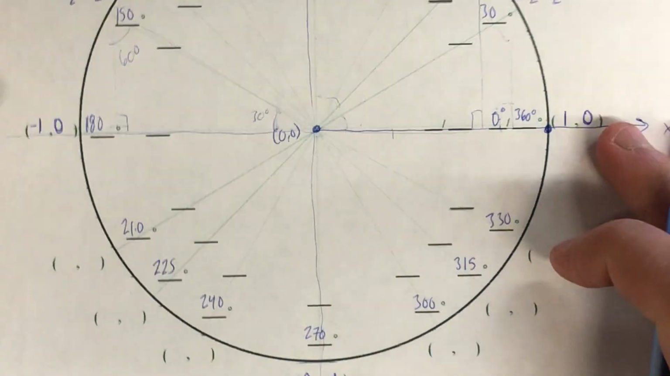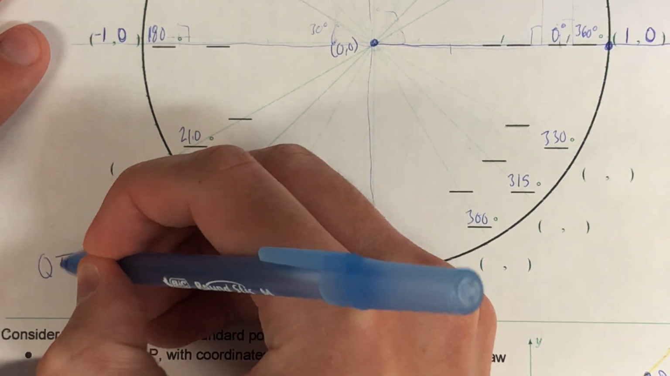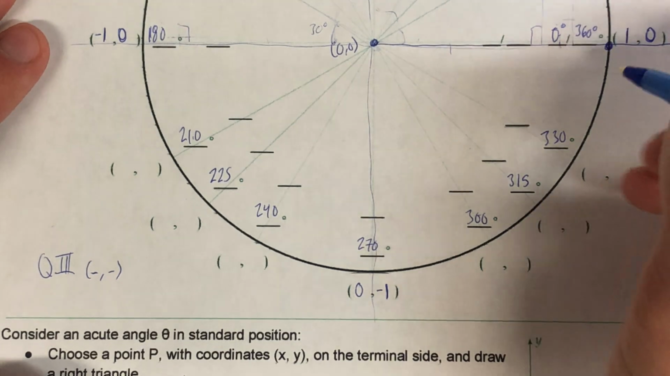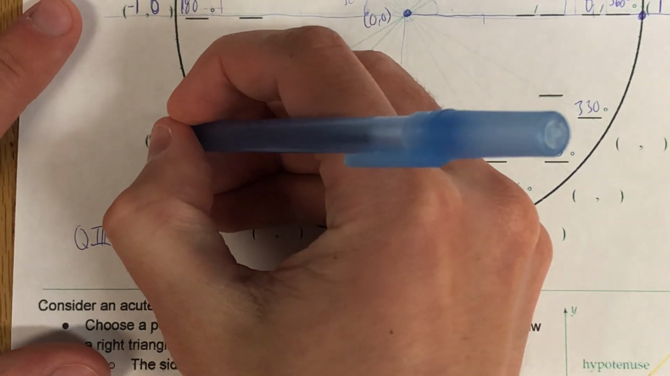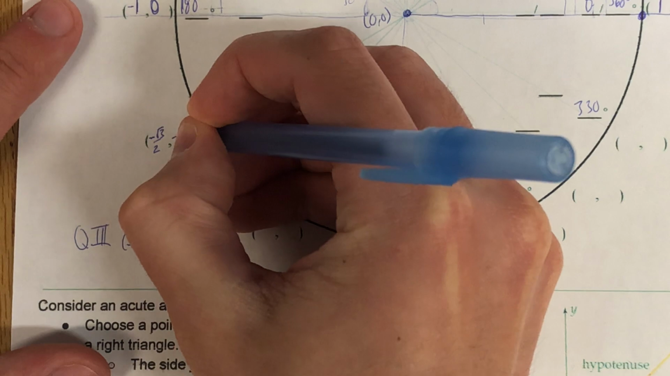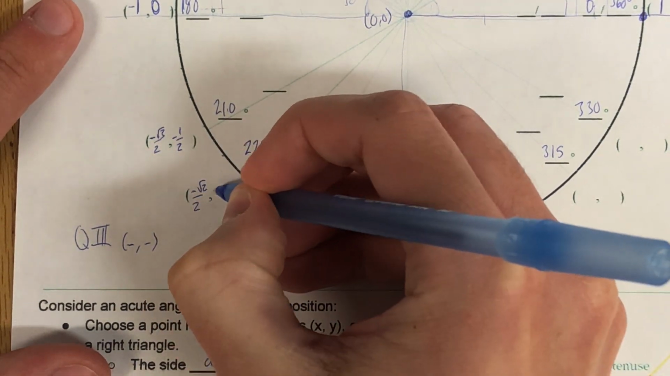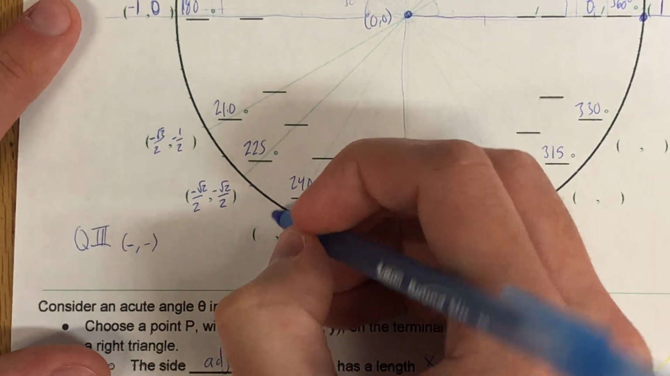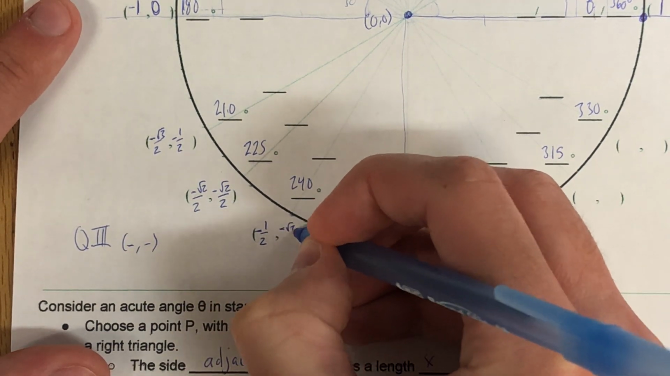And we can think about the same ideas here as we fill in the bottom. So in quadrant 3, both x and y are negative. So we'd have, instead of positive root 3 over 2, 1/2, we have negative root 3 over 2, negative 1/2. Instead of positive root 2 over 2, root 2 over 2, we have negative root 2 over 2, negative root 2 over 2. Instead of positive 1/2, negative root 3 over 2, we have negative 1/2, negative root 3 over 2.